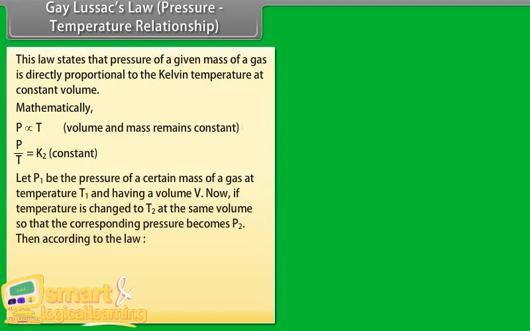Let P1 be the pressure of a certain mass of a gas at temperature T1 and having a volume V. Now, if the temperature is changed to T2 at the same volume so that the corresponding pressure becomes P2, then according to the law, P1 by T1 is equal to P2 by T2. Volume and mass remain constant.